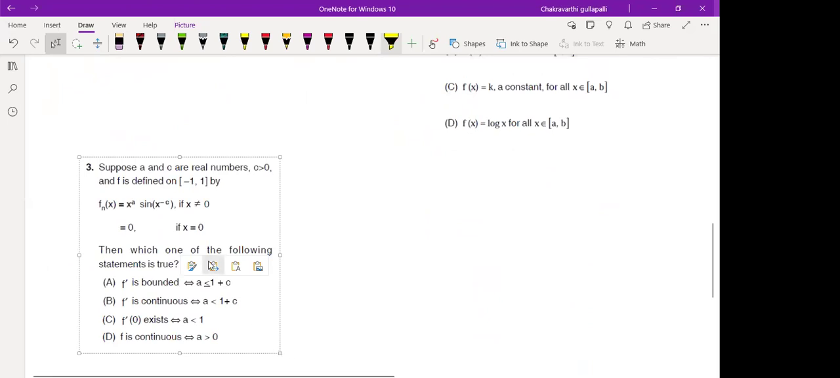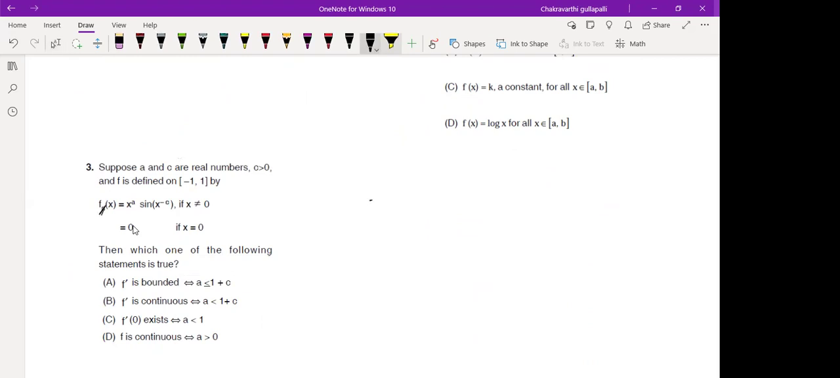Suppose A and C are real numbers, C is positive, f is defined on this interval. It is not f_n(x) actually, it is f(x). There is no n at all. So f(x) is x^A sin(x^-C) if x is not 0, and 0 if x is 0. Then which one of the following statements is true? Is it continuous? Does f'(0) exist, like this? Only one is true.